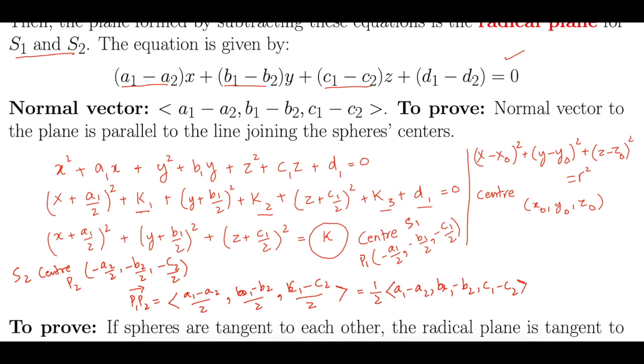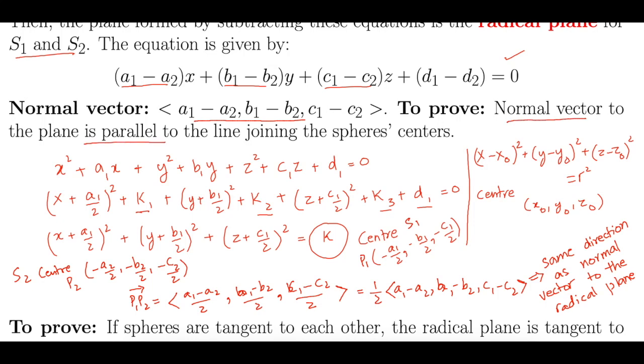This means it is in the same direction as the normal vector to the radical plane, because this is just a constant times this vector. So this direction is the same as this one, or we can say the normal vector is parallel to the line joining the sphere's centers. Okay, so this is the first part we have.